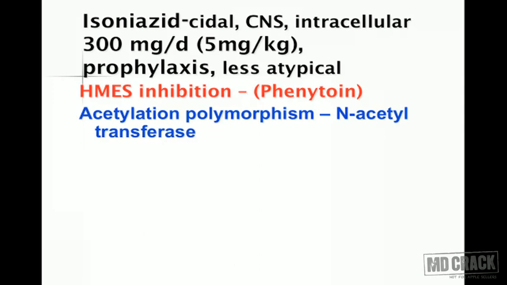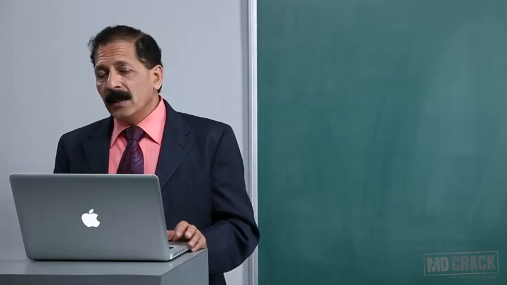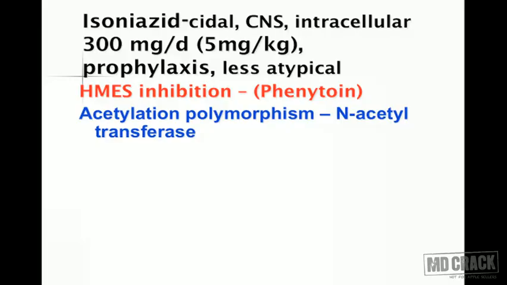Next important characteristic as far as the kinetics of INH is concerned, INH follows acetylation polymorphism. There is genetic polymorphism as far as metabolism of INH is concerned. Please remember, isoniazid is acetylated inside the body. It's an acetylation reaction by the enzyme N-acetyl transferase.